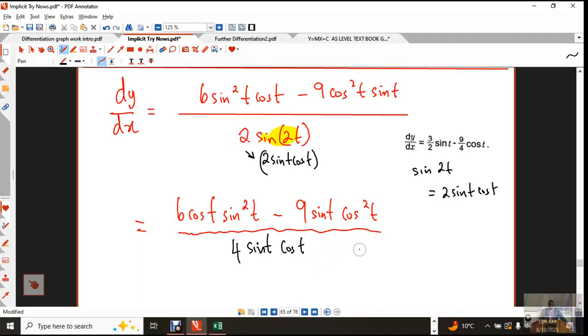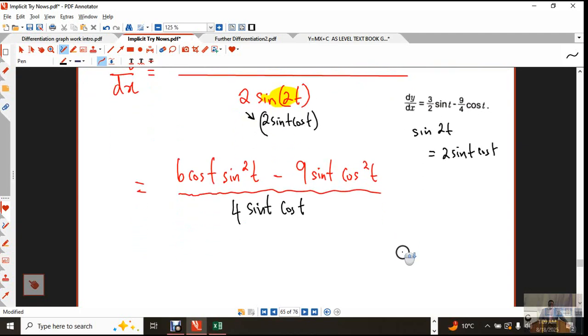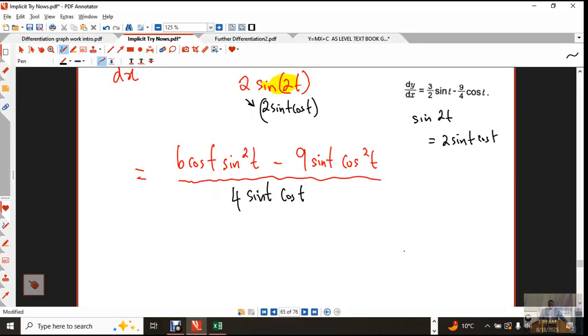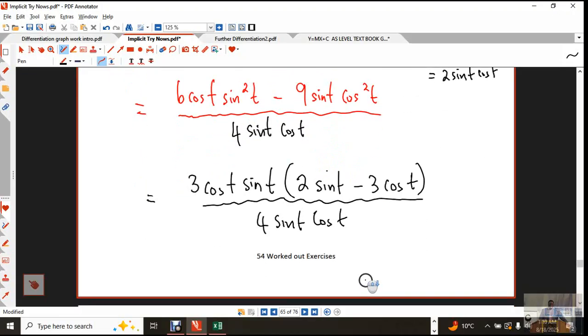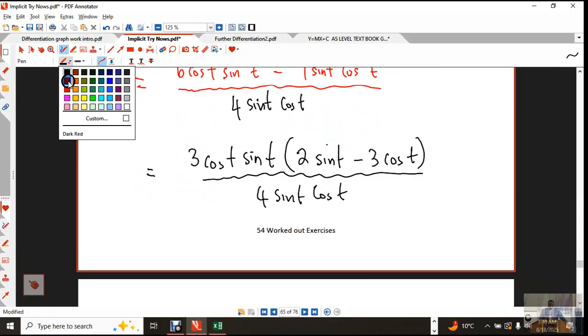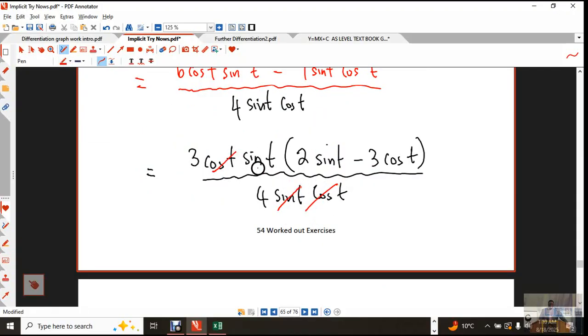Okay, good. On top, we can take out a common factor. When I look at what is common in the numerator, I've got a 3 that is common, and cosine of t, sine of t that is common. I'm left with 2 sine of t minus 3 cos of t, all of this over 4 sine t cos t. Now, what do we have? From our work, this cosine and that cosine cancel, this sine and that sine cancel. We are left with a positive 3 over 4. So maybe I need to append the page here.